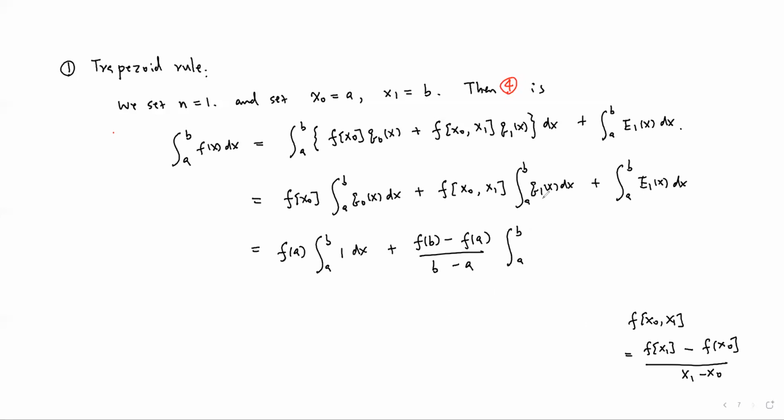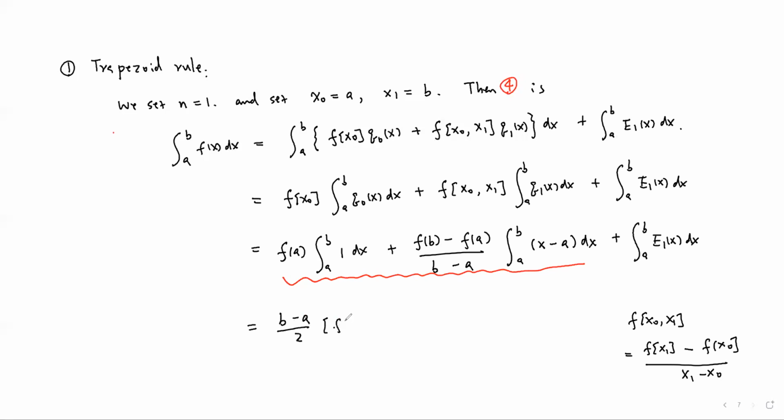Then the integral of q1, where q1 is x minus x0, which is a, then plus the error. Now compare this integral and this integral, and then simplify. The first two terms are (b minus a) over 2 times f of a plus f of b. This is the first two terms, and then plus the error.